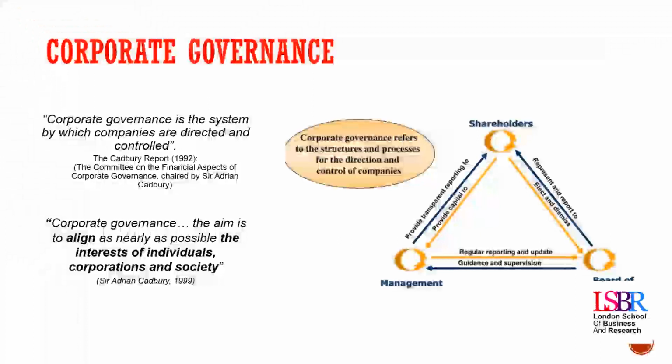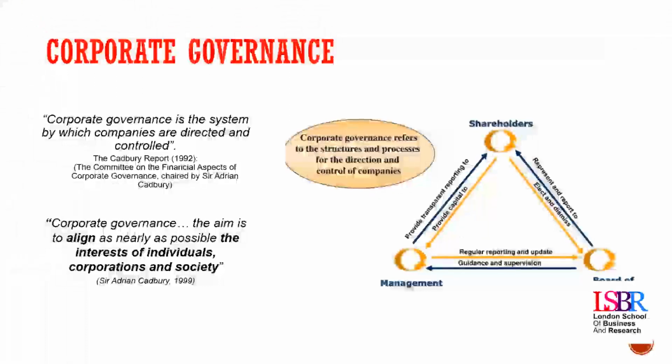But corporate governance is basically a system by which companies are directed and controlled, okay? So it's basically the way in which the organization is run. Corporate governance refers to the structures and processes for the direction and control of companies. It is essentially the links between the board of directors, the shareholders, and the management, so that they try and encapsulate everything. It's a way in which people represent those different stakeholders and bring together those perspectives.